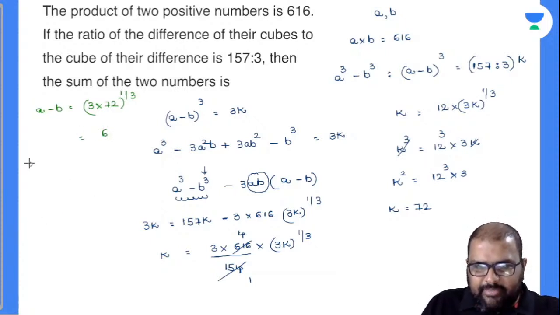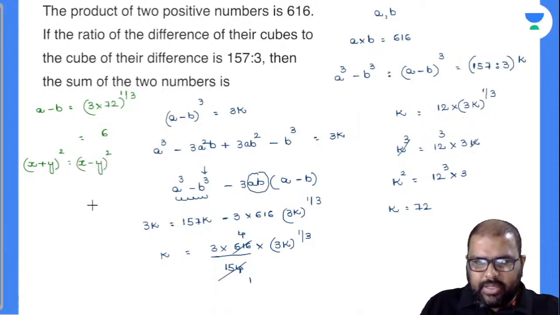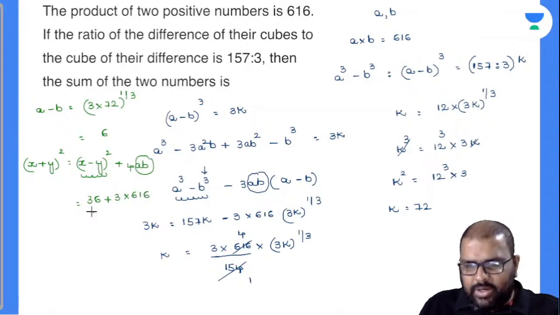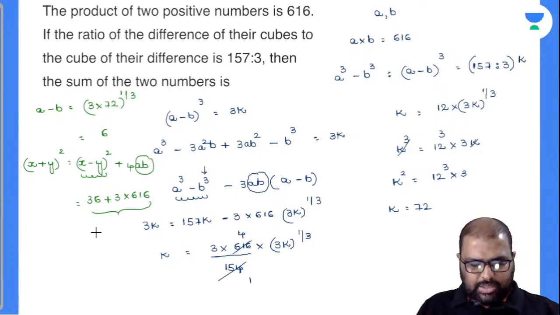So I can write down the same value, x plus y whole square is nothing but equal to x minus y whole square. Right? Can I write down this as plus 4ab? Done. And already you know x minus y is equal to 6. Can I write down this as 6 square, 36? And I already know ab value is 616, 4 into 616.